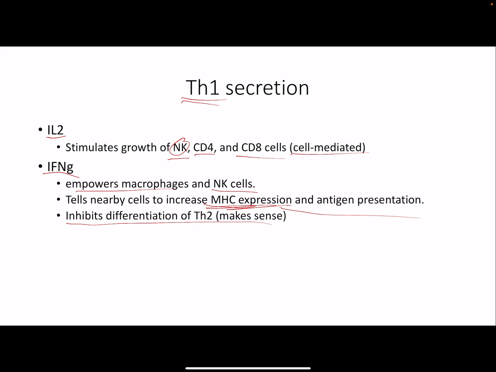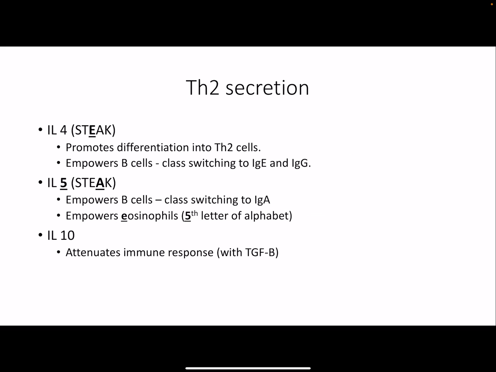It inhibits differentiation of Th2. Th1 and Th2 are often working, I think of them as like trying to recruit. So Th1 just wants more Th1 cells and Th2 wants more Th2 cells. So this is a mechanism by which we're preventing CD4 cells from going to the Th2 team, saying, join the Th1 team instead. Now, on the other hand, Th2, I think of 2 as the second letter of the alphabet, which is B, and this is going to be a B cell empowering response.